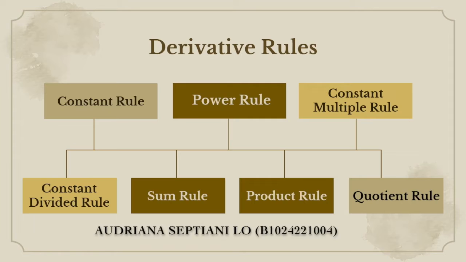Now let's talk about derivative rules. There are 7 derivative rules that I want to explain, which consist of constant rule, power rule, constant multiple rule, constant divided rule, sum rule, product rule, and quotient rule.